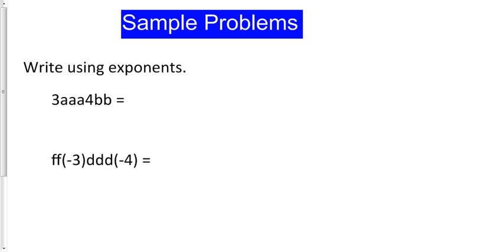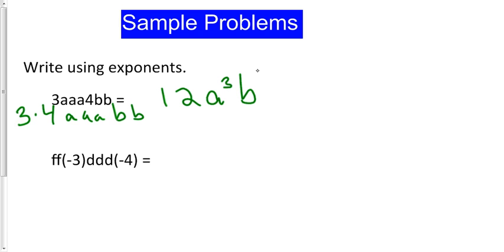So if I want to write these expressions here using exponents, well, I know from the commutative property of multiplication, I can change the order of what I'm multiplying. Right? So I can just get 3 times 4, which is 12. And then rather than writing a times a times a, I'm just going to rewrite that as a to the 3rd and b squared.